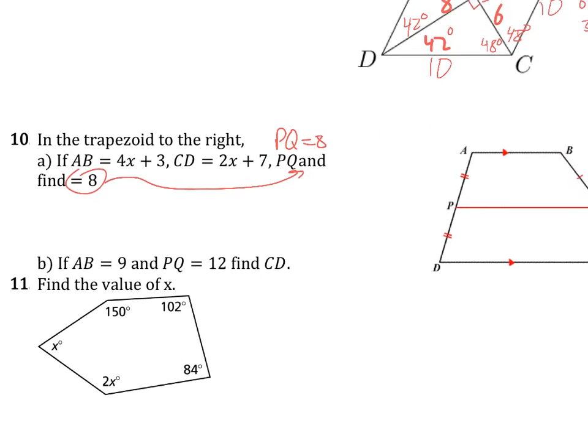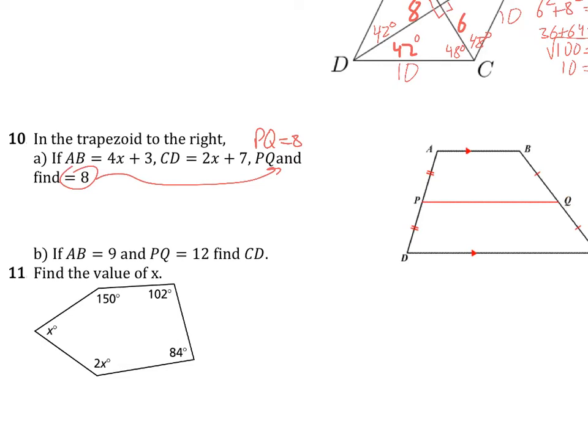Okay, so we've got AB is 4x plus 3, and CD is 2x plus 7. Let's see, what do we know? We know that the mid segment, this is a mid segment because it connects midpoints. So this PQ, which is 8, is the average of the top and the bottom. So we can say that 8 is the average, 1/2 of their sum.